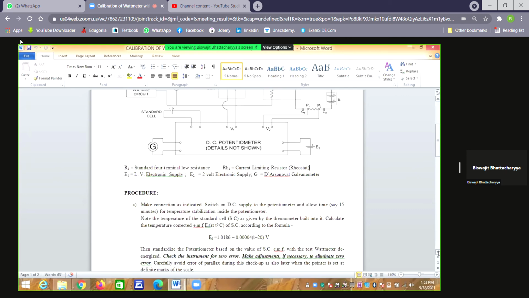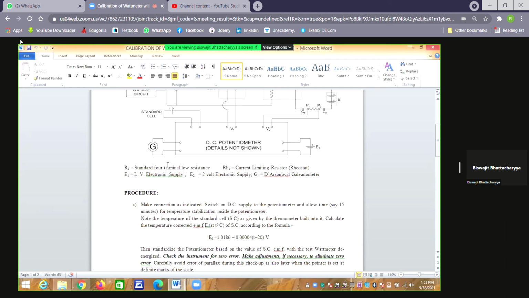So initially we connect the standard cell, wait for 15 to 20 minutes. After bringing to the standardization mode, wait for 15 to 20 minutes. Then we go to the test mode, keep the selector switch in position 1 to measure V1 by observing the null point of the galvanometer with repeated press and unpress.